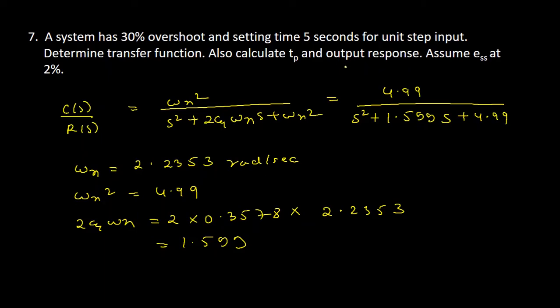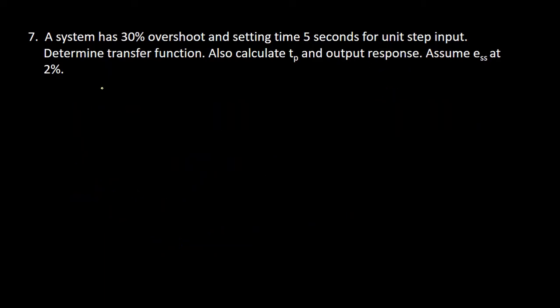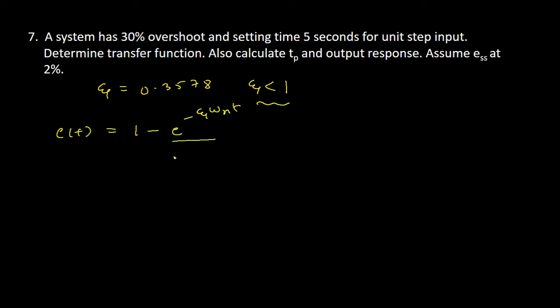Now lastly we have to determine the output response. We got the damping ratio zeta equal to 0.3578. That means this zeta value is smaller than 1. So for zeta smaller than 1, the equation for output response c(t) is given by 1 minus e to the power minus zeta omega n t divided by under root 1 minus zeta square into sine of omega d t plus theta. This theta will be in radians. We have to put in this equation. Now we put all the values in the equation.